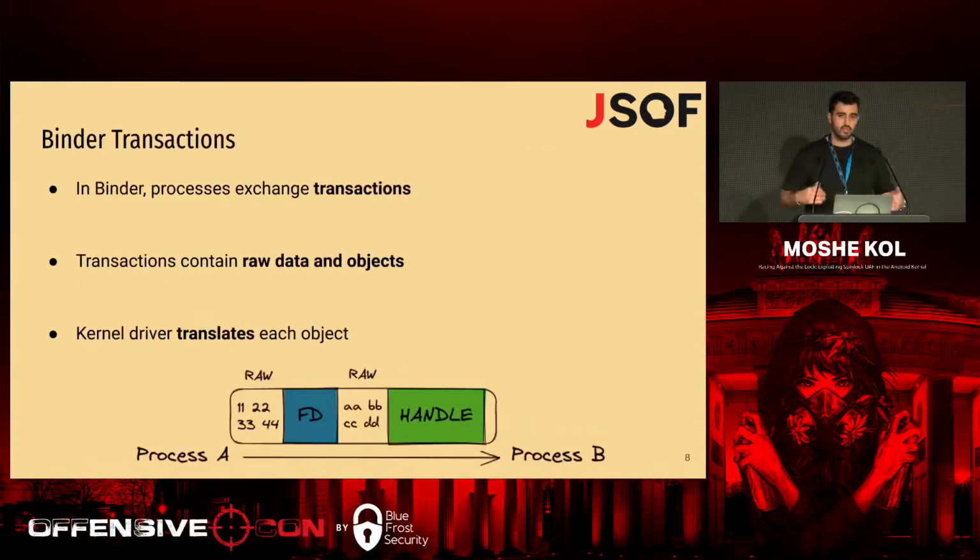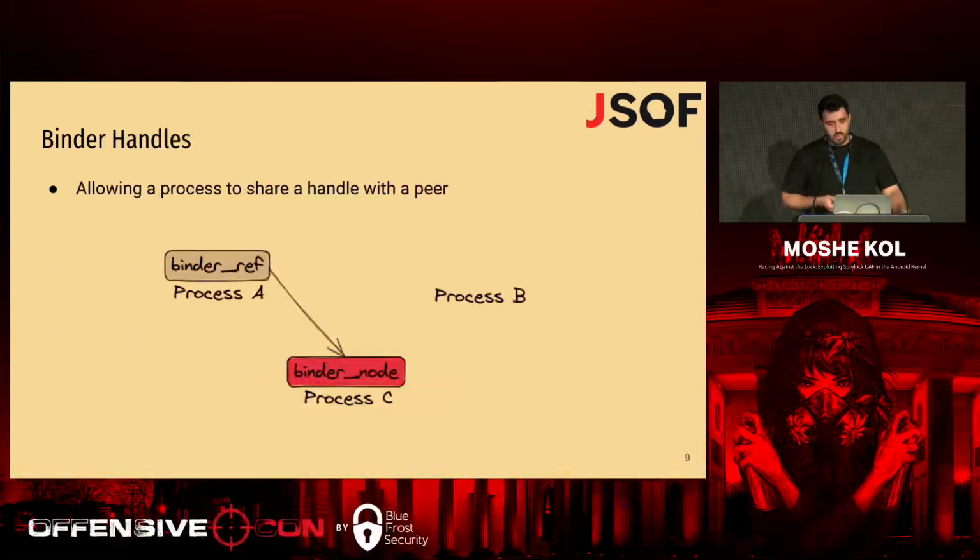The messages that are exchanged through binder are called transactions. And the transactions can contain raw binary data and also zero or more objects, which are special from the point of view of the driver. As the transaction passes through the kernel, the driver sees every object and translates it before it gets to the other side. Now, a special type of object is the binder handle, which allows a process to share a handle with a peer.